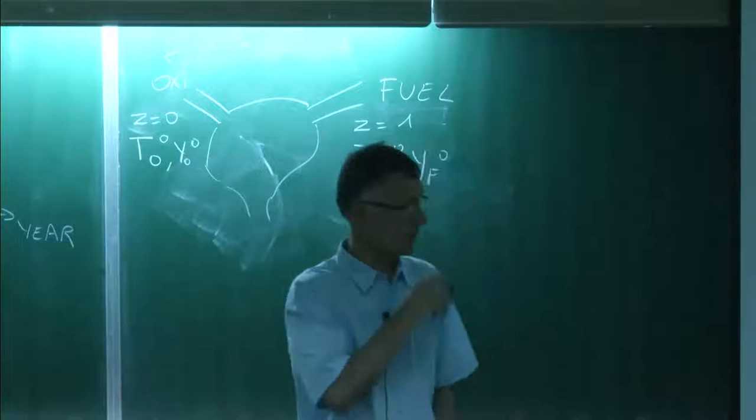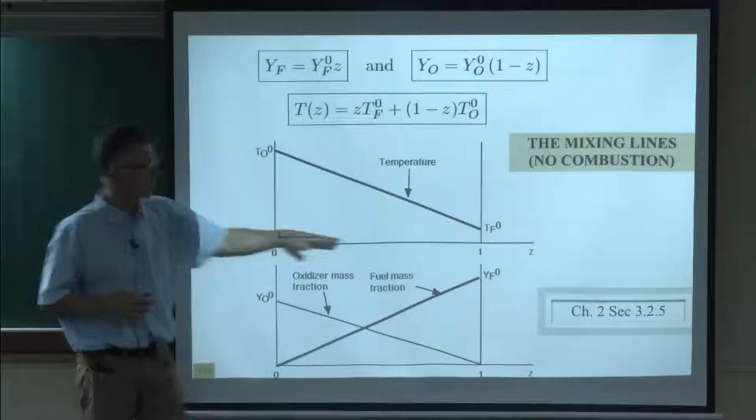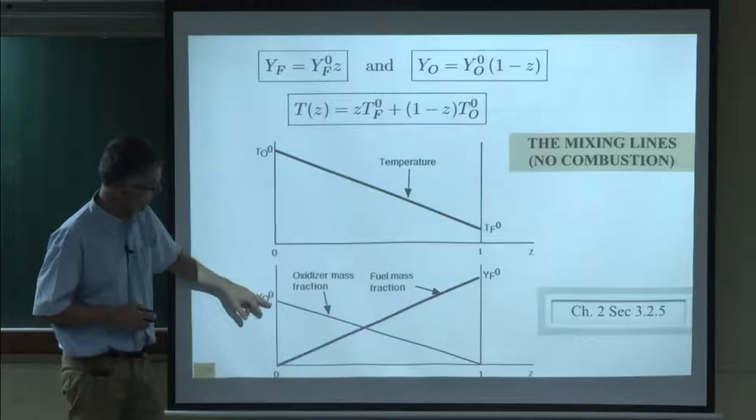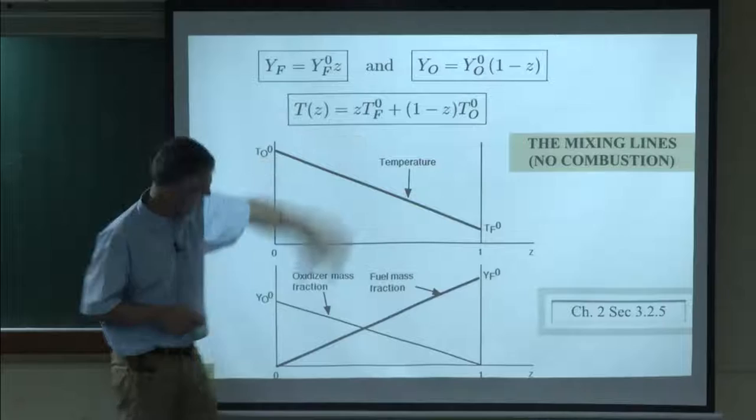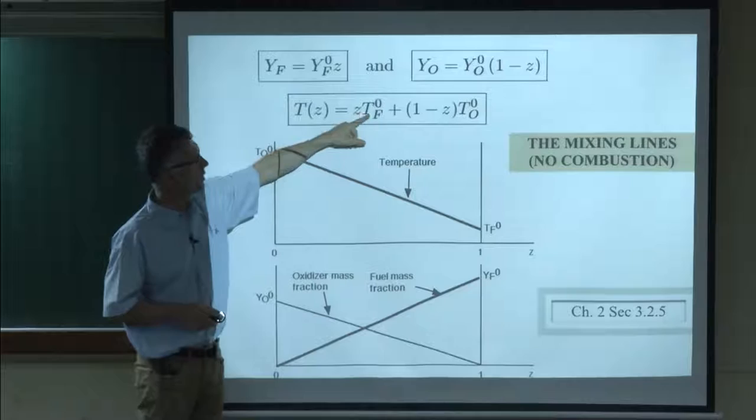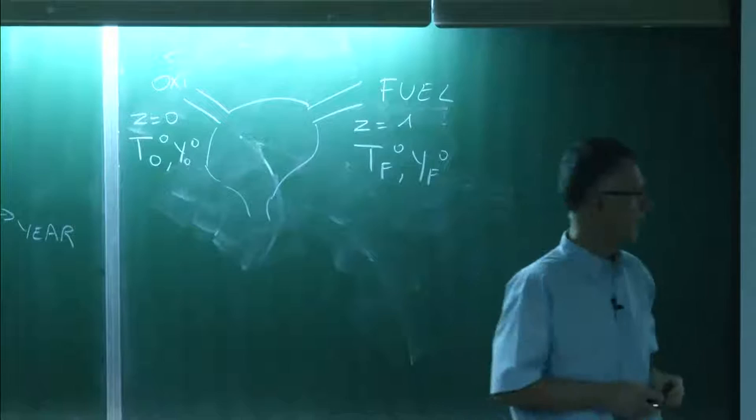The Z diagram is a diagram where we represent everything as a function of the mixture fraction. And you see, for example, that in this diagram, the fuel mass fraction is this quantity. It's YF0 multiplied by Z. The oxidizer is YO0 multiplied by 1 minus Z, and the temperature is just Z TF0 plus 1 minus Z TO0, which is like a weighted average of the two streams. So this is what we call the mixing lines.